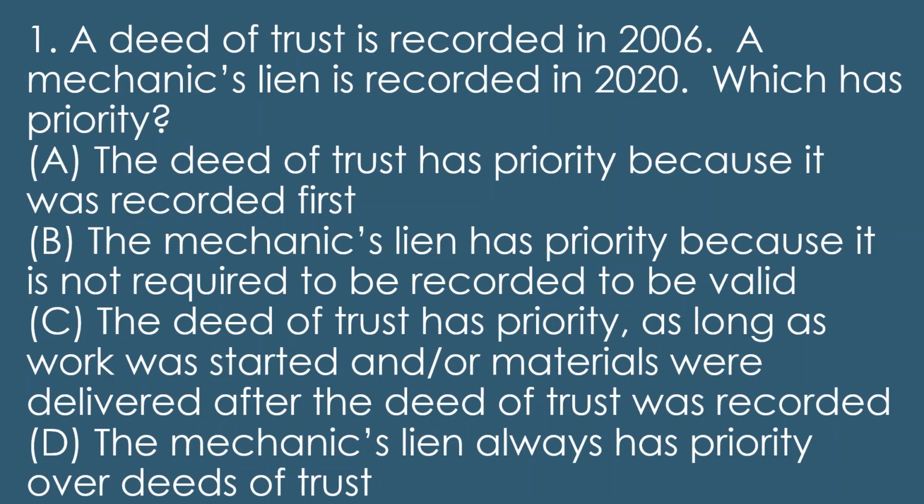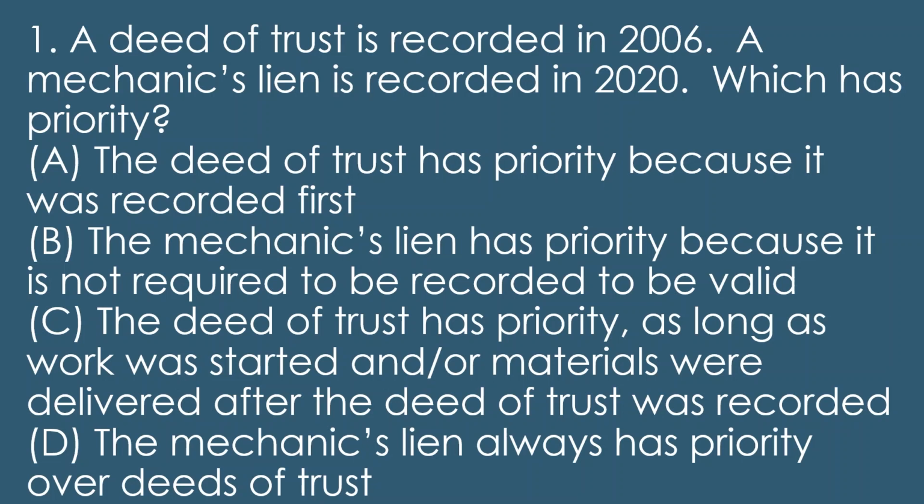Well, A, the deed of trust has priority because it was recorded first. So yes, this is a good answer that the deed of trust does have priority, but it's not just because it was recorded first, because we have to think of the rule, first to record is first in right, with those 3 exceptions. So that's a good answer, but it's not really the true reasoning why the deed of trust has priority. B, the mechanic's lien has priority because it is not required to be recorded to be valid.